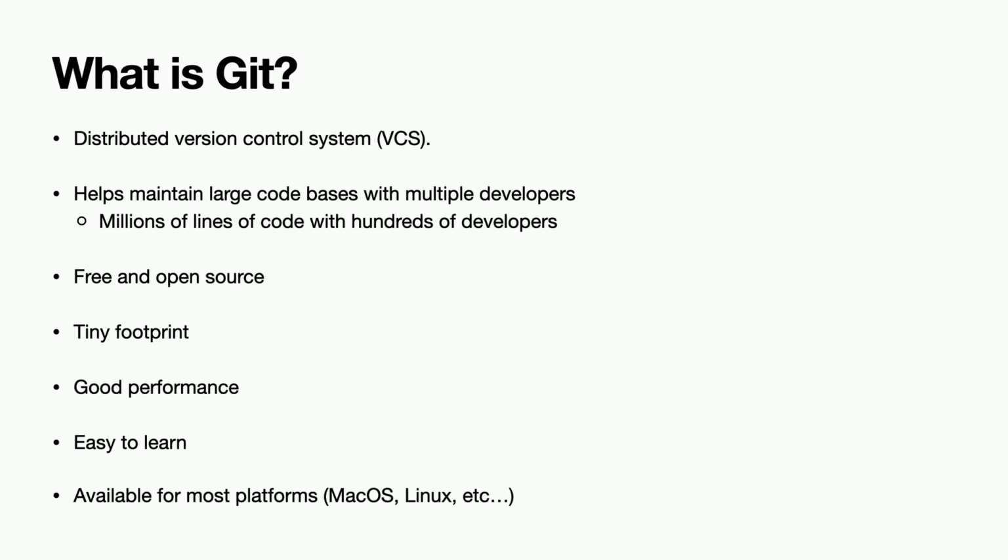What is Git? Git is a distributed version control system that helps maintain large code bases with multiple developers. It's not rare that these repositories have millions of lines of code with hundreds of developers working on the same code base simultaneously. Git is free and open source, has a quite tiny footprint, very good performance, and is relatively easy to learn. And it is available for most platforms, macOS, Linux, and so on.